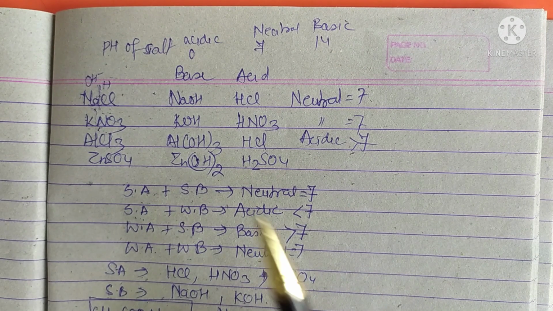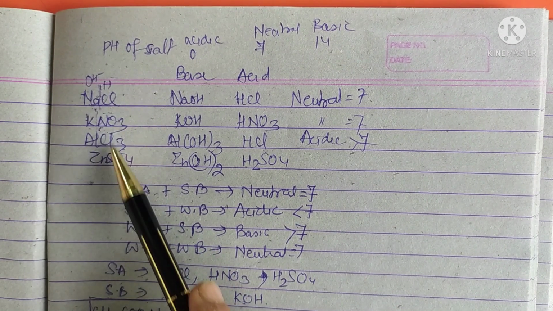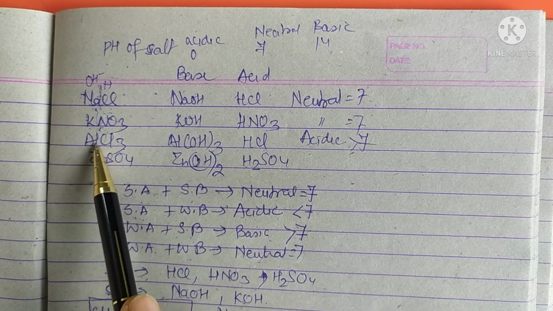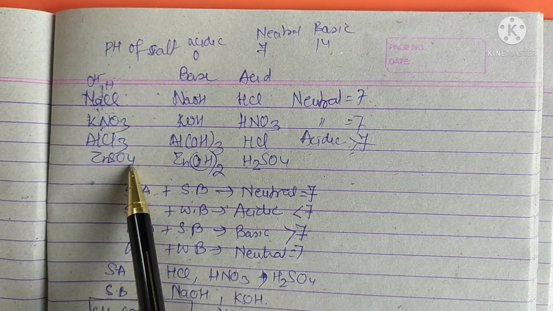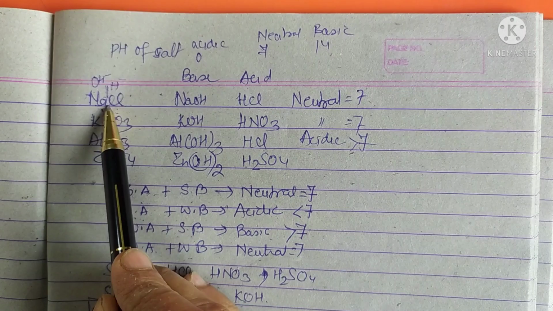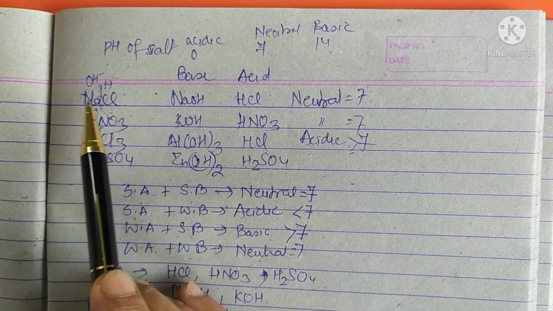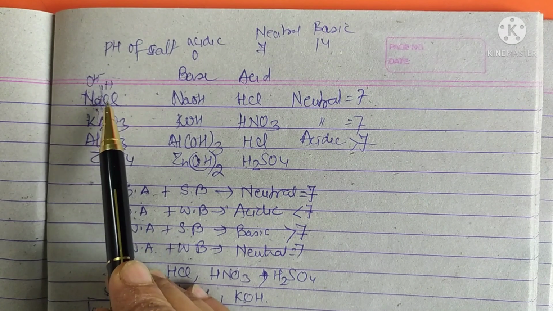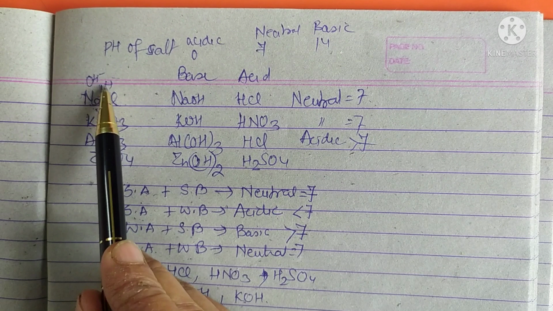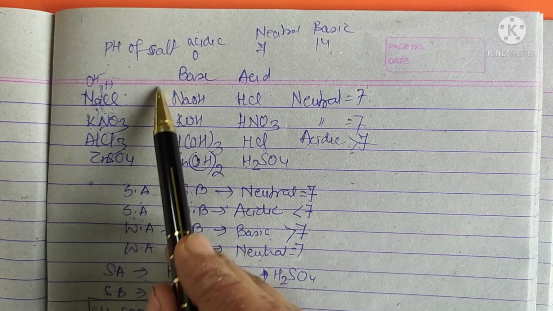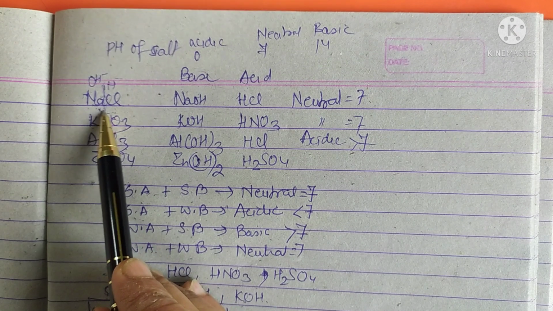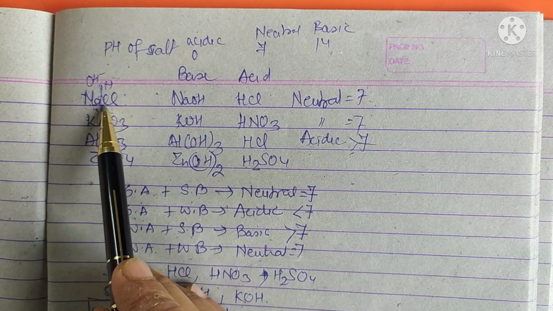So for that we have to write the formula of some of the salts. I have written the formula of the salts: sodium chloride, potassium nitrate, aluminium chloride and zinc sulfate. Now we have to split each salt into two parts, one part containing the cation, another part containing the anion, and with the cationic part we have to add OH after it so that we can get the formula of the base. For example, if we split NaCl, it becomes Na+ and Cl-.